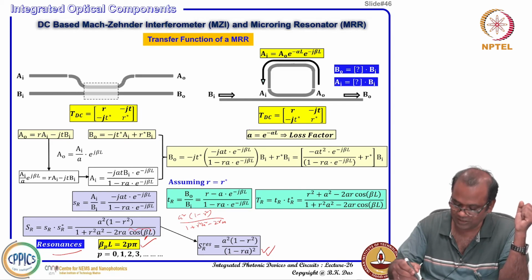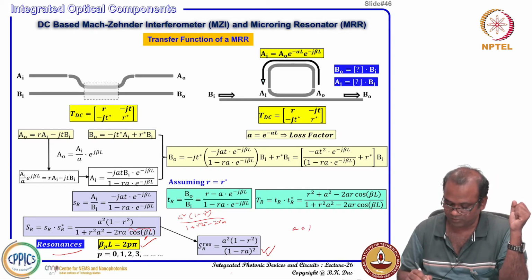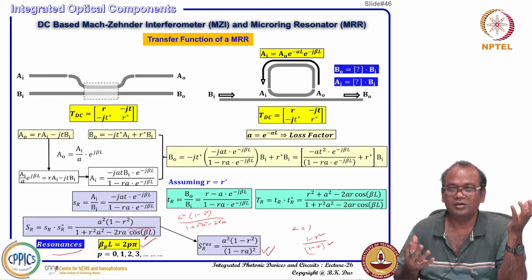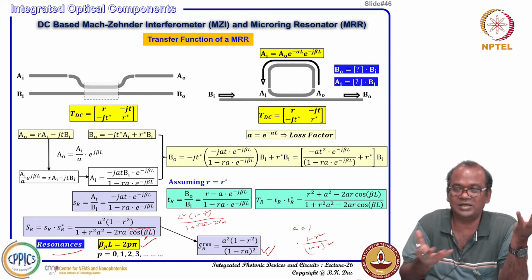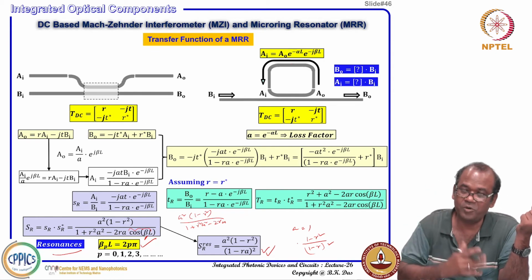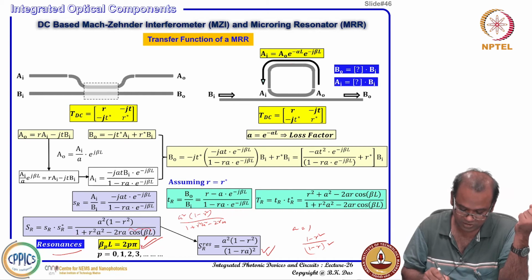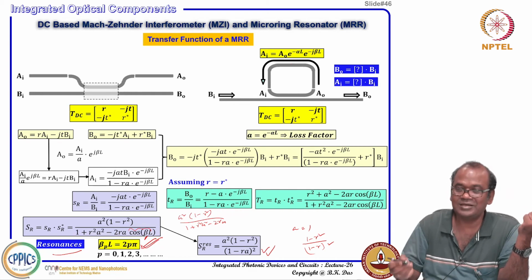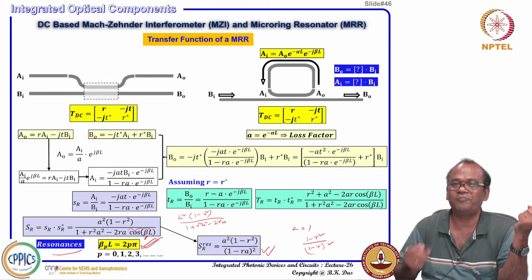If this ring is lossless, that means A will be equal to 1. If A equals 1, then what are you getting? 1 minus R square divided by (1 minus R) whole square. That will be the fraction of energy stored inside the cavity, and that is the maximum possible energy, because we have satisfied this equation. If this equation is not satisfied, then the inside energy will start dropping.